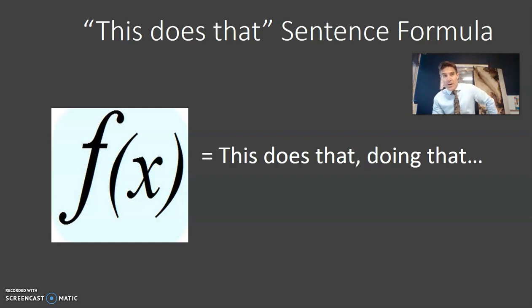Yeah, hi, good morning. I've had a few questions about where this formula sits in terms of paragraphing and putting together extended responses. So I just want to cover very briefly, in a really short video, how that works.